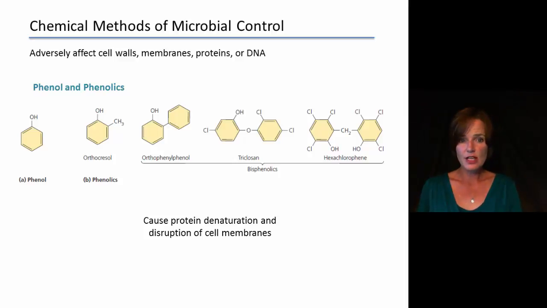Phenol and its derivatives, which we call phenolics, are quite popular for chemical control of microbial growth. You can see that phenol is basically a 6-membered ring, in the first part of the image here, and then there are other variations on phenol. These are able to cause protein denaturation, so unfolding of proteins. That would include enzymes inside your cells, maybe some transport molecules, communication molecules. That would definitely affect the overall metabolism of the cell and its ability to reproduce.